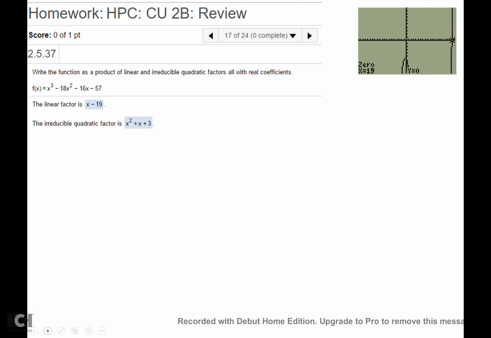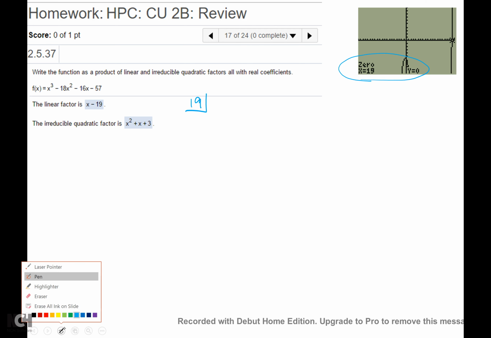Alright, it says write the function as a product of linear and irreducible quadratic factors, all with real coefficients. Okay, they want the linear factor and the irreducible quadratic factor. What they mean by irreducible, I'll show you. Alright, so third degree, I could try the 2 by 2 thing, it isn't going to work. So I go to my graph, and I had to play with the window a little bit, but I finally found a 0 at 19. And all I need is 1 in this case, because it's only a third degree. Knowing 1 will drop it from a third degree to a second degree, and then my algebra works again.